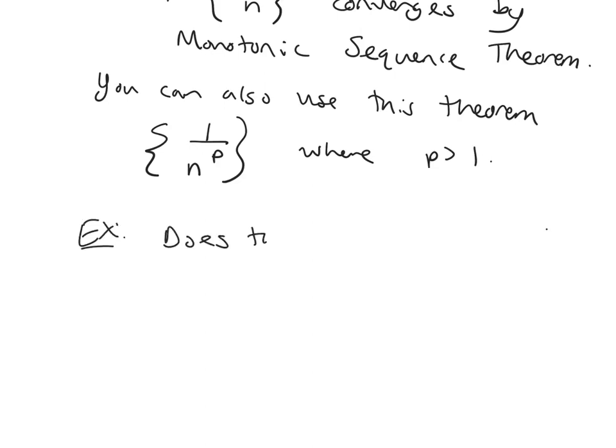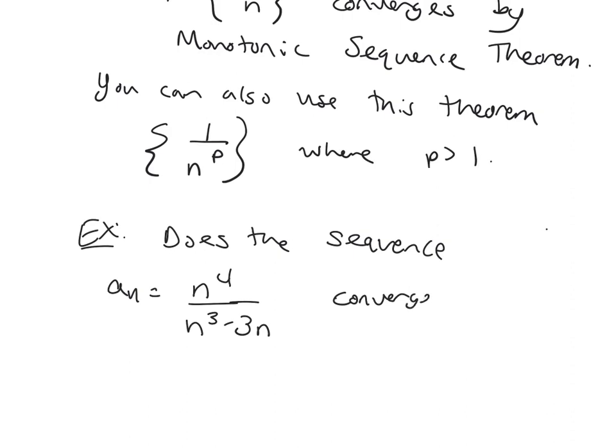Does the sequence a_n = n to the fourth over n cubed minus 3n converge or diverge?